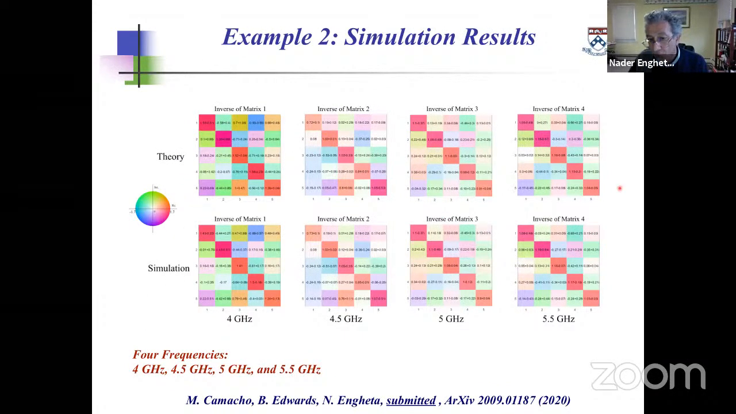The first row is the theoretical results of the inverse of those four matrices that you see there. And the second row is the simulation results coming from our Swiss cheese design that would operate at 4, 4.5, 5, and 5.5 gigahertz. And for each of these frequencies, it gives us the inverse of that matrix we have. As I said, this is just a simulation and there's no experiment on this.